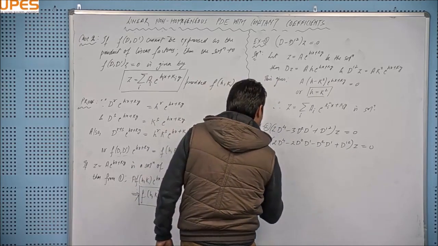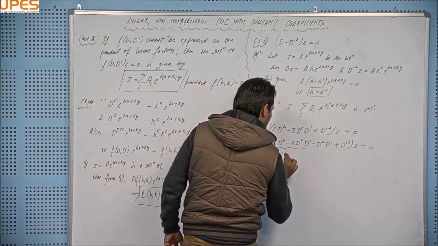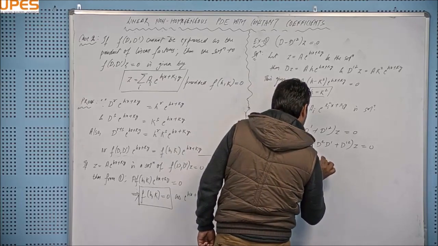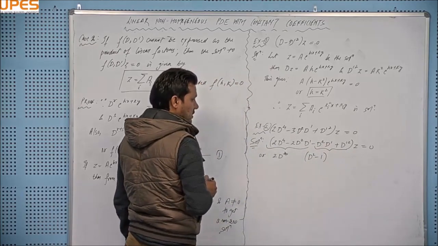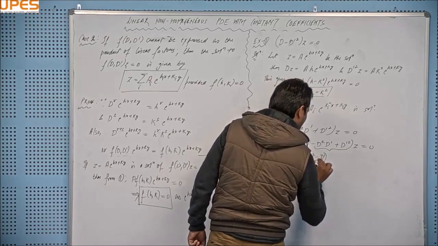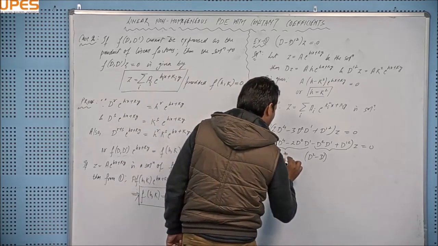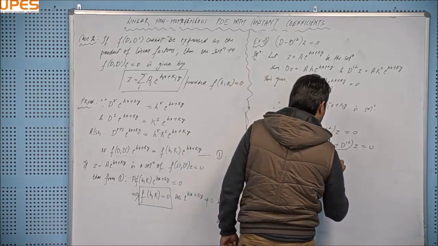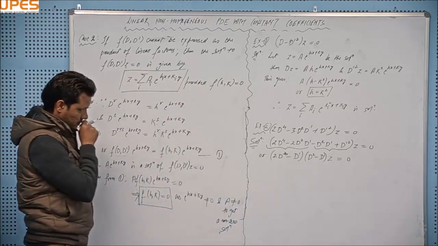Then 2D square will be taken common from these two terms, and inside the bracket I will be getting D square minus 1, and from the other terms D dash, and from that bracket common will be minus of D dash, and z equal to 0. I think I am correct.